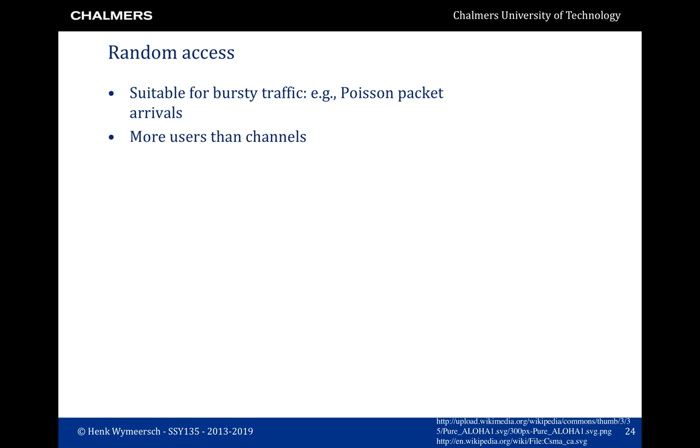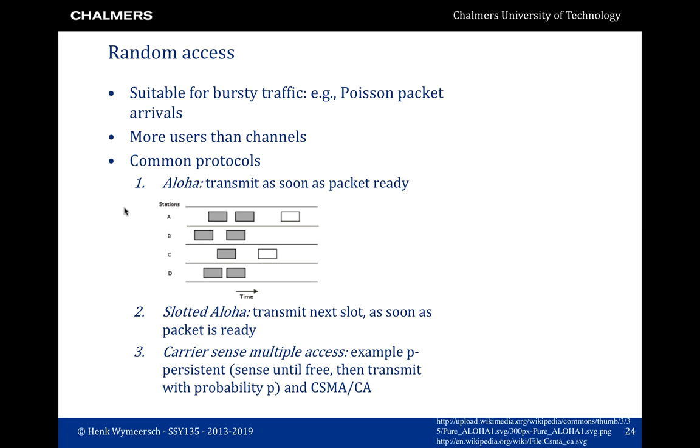Now, not all networks are cellular networks. There is also something called random access. This is used, for instance, in Wi-Fi communication. Random access is suitable, for instance, for bursty traffic, and when you have more users than channels. There are several common protocols. The first one is called Aloha.